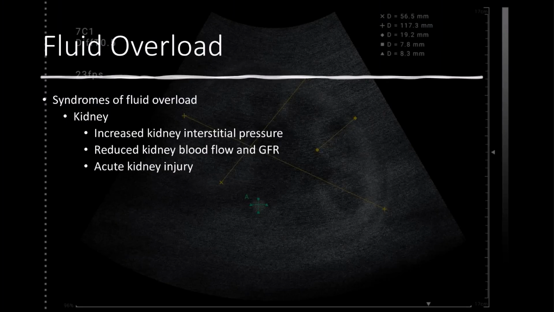As far as the kidneys are concerned, the kidney interstitial pressure will rise inside the kidney parenchyma, because the kidney will swell against the renal capsule here, and that'll compress some of the capillaries in the renal cortex and will reduce kidney blood flow and glomerular filtration rate and can cause acute kidney injury.